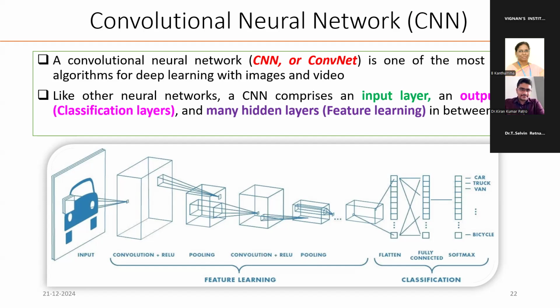In convolutional neural networks, there is an input layer, an output layer, and many hidden layers. If you see the bottom, this is a CNN network. This is your input layer, and in between are many layers. These layers are called feature learning layers, and the last layers are called classification layers. In feature learning we have different layers: the convolution layer, pooling layer, flattened layer, fully connected layer, and softmax layer. All these combinations are called convolutional neural networks.